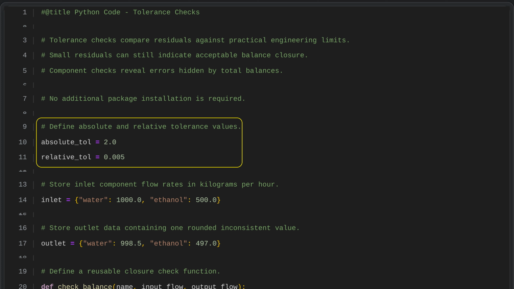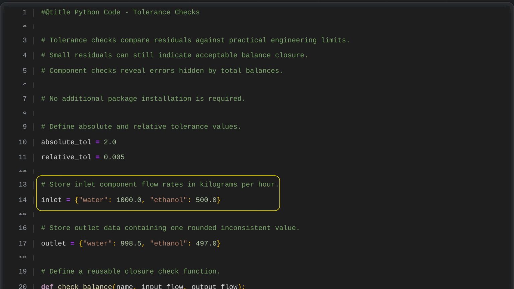Two tolerance values are used to judge whether expected and actual results are close enough. An absolute tolerance of 2 accepts any difference up to 2, while a relative tolerance of 0.005 allows small differences compared with the size of the values. Together, these tolerances make engineering checks fair for both small and large values.